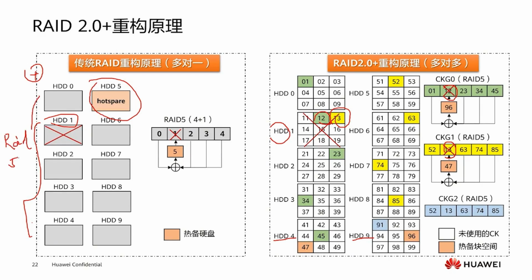In traditional RAID, HDD 0 to HDD 4 can form a RAID 5. HDD 5 is a hot spare disk. When HDD 1 fails, HDD 0, HDD 2, HDD 3, HDD 4 through XOR operation write the reconstructed data into HDD 5. In the RAID 2.0 Plus schematic on the right, when HDD 1 fails, the data in the failed disk HDD 1 is reconstructed according to the granularity of CK. Only the allocated CKs are reconstructed, such as CK12, CK13. All hard disks in the storage pool participate in the reconstruction process. The reconstructed data is distributed among multiple hard disks. As shown in the figure, the reconstructed data is allocated to HDD 4 and HDD 9.